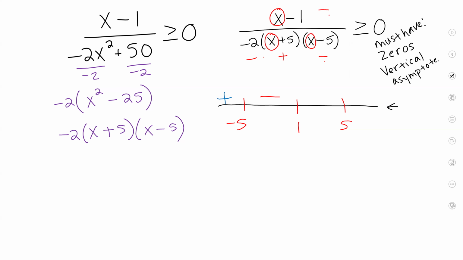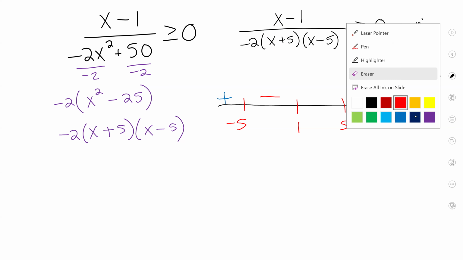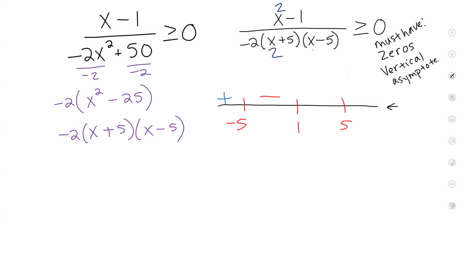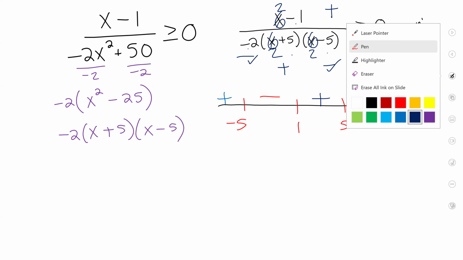Now let's test a number between 1 and 5. I'll just pick 2. So if I plug in a 2, 2, and a 2, I get a positive, negative, positive, negative. That's 2 negatives, which is even. That's positive. And if I plug in a 6 everywhere, that's bigger than 5, I get positive, positive, positive, and a negative. So that'll be negative. Okay, so those are my intervals.